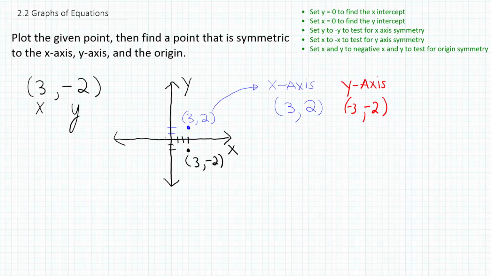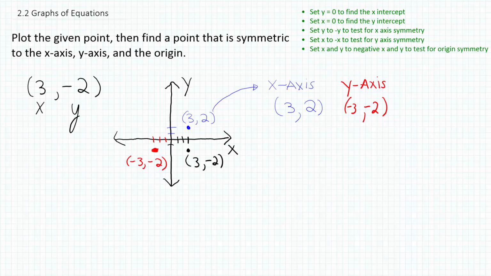So we'll go 3 to the left, right? In other words, in the negative x direction, and down 2 for the negative y direction. And we get this point that's located here. And again, you can see if you folded the rectangular coordinate system across the y-axis, you would have this sort of mirror image, or the 2 points would overlap one another. Okay, so that's our point, (-3, -2), and that's the y-axis symmetric point.